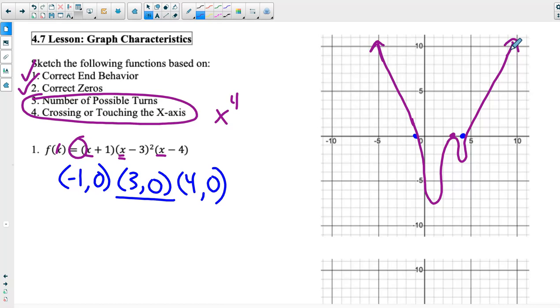Doesn't matter how low I go. Doesn't matter how, well, that one does. Doesn't matter how low I go. So that's it. I have now done the correct end behavior, correct zeros, and correct number of turns.